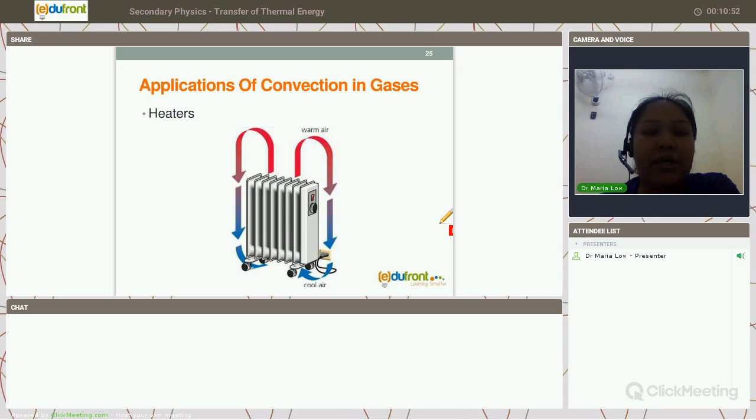Then if we talk about convection in gases, one great example is a heater. This kind of heater is not found in our country, but it can be found in other countries which have the winter season, because they need to heat up the interior of the house. How this heater works is you heat up the air around it, and warm air, being less dense, will rise. The cooler air will sink down and be heated up, and this convection current is set up. Eventually, the whole room or the whole house will be warmed up efficiently.